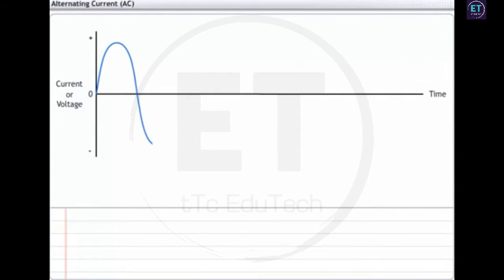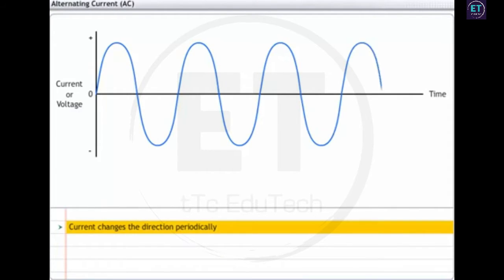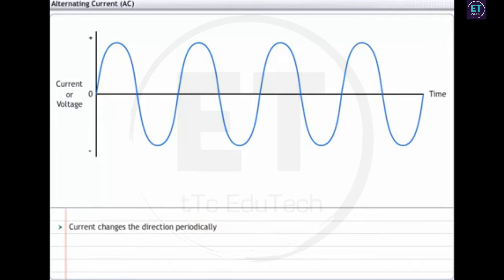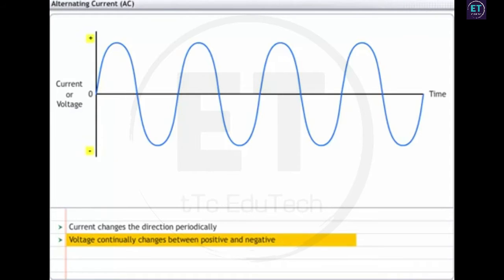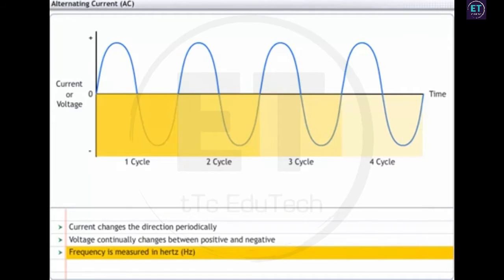In an AC generator, the induced current changes its direction periodically and is therefore called alternating current. An AC voltage is continually changing between positive and negative. The rate of change in the direction of the current is called the frequency of the alternating current. It is measured in Hertz, that is, the number of cycles per second.